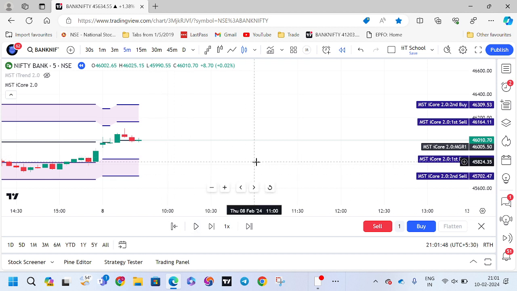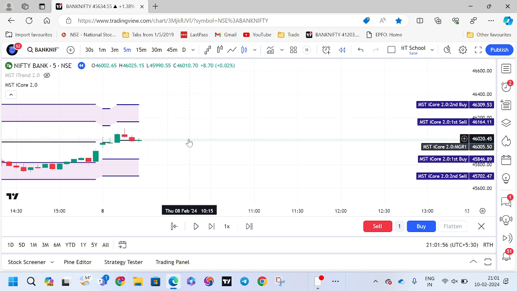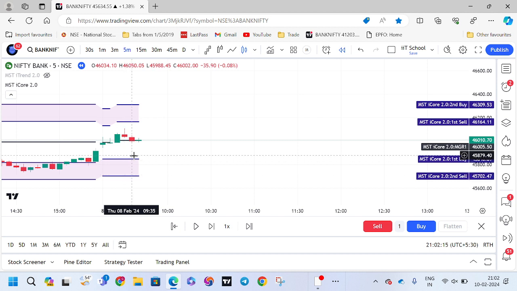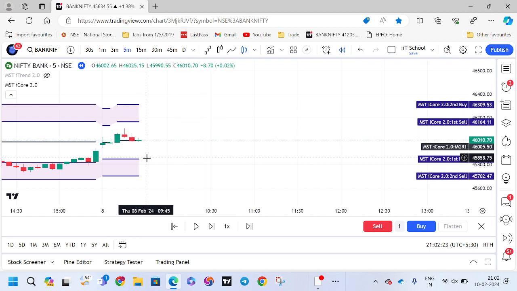Now we are ready with the premium. What is the premium? 46,164 is the entry. So 46,200 put option is the ATM value, and 200 points above, the 46,500 put option is the premium value. Here, 45,800 is the ATM price, and 200 points down, that is 45,600 call option, is the strike price we have to choose if the market is coming down here first.